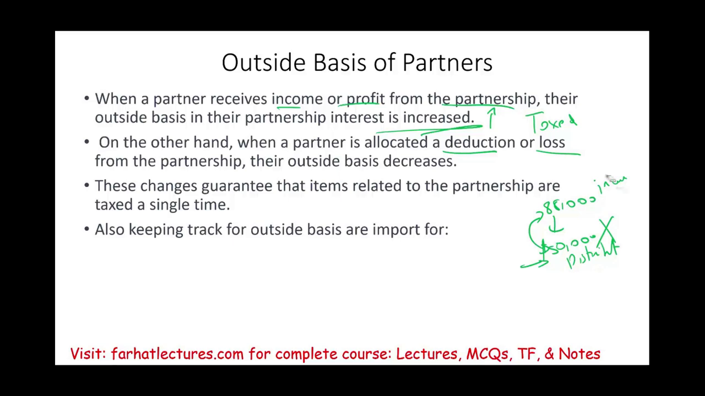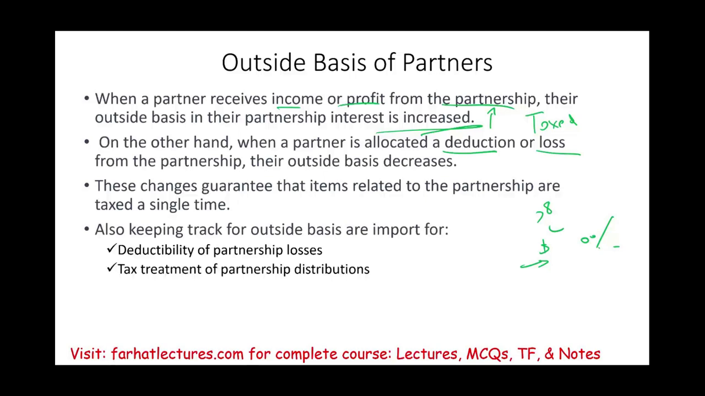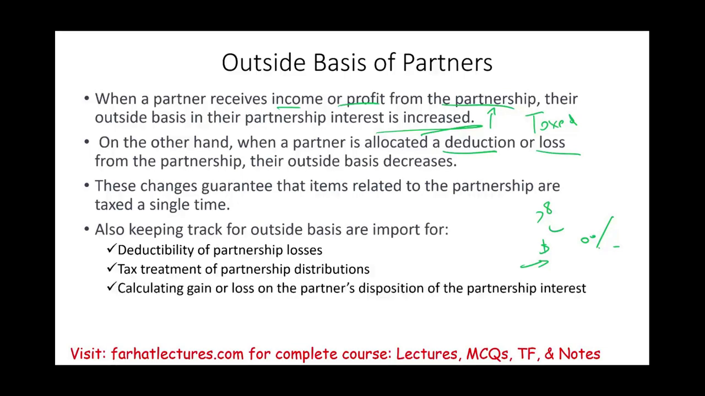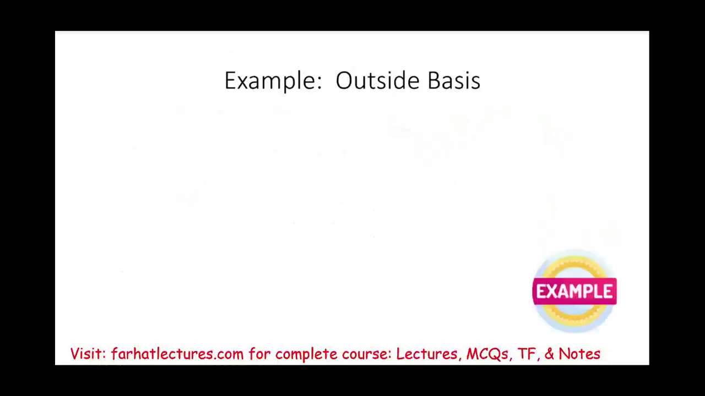Also, keeping track of the outside basis is important for the deductibility of partnership losses. So if you have losses, we want to make sure we can take the losses and deduct them against our basis. Tax treatment of partnership distributions: when Noah took 50,000, that's a distribution, and we want to make sure it's not taxable. Also, calculating gains and losses when Noah actually sells their interest to an outside party. Let's take a look at an example.